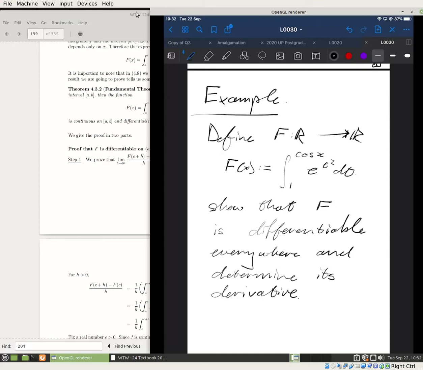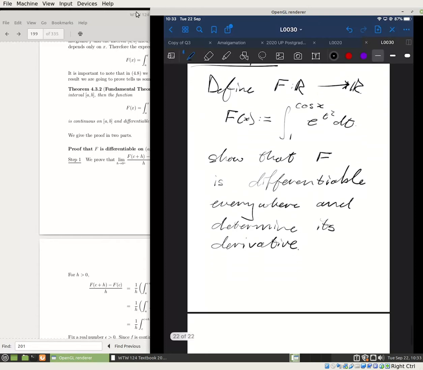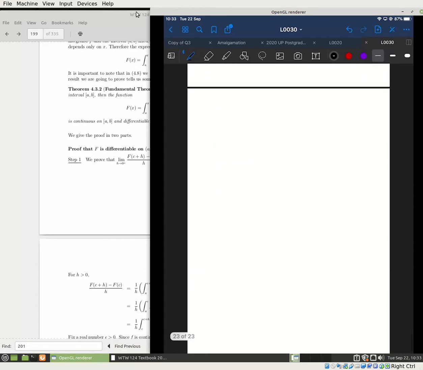Let's take a look at this example. So we define a function big F through this integral, the integral from 1 to cosine x of e to the t squared dt. And we want to show that big F is differentiable everywhere, and we want to find its derivative.